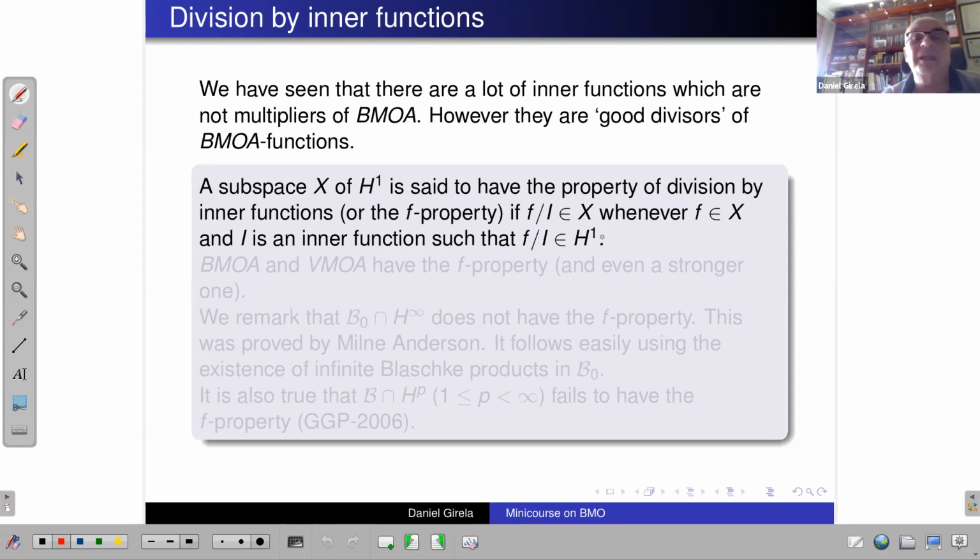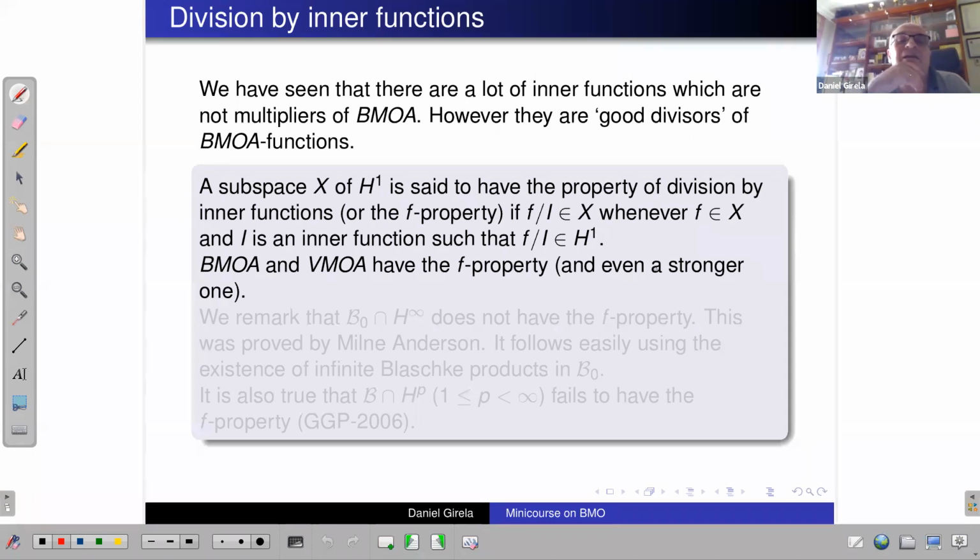The Hardy spaces H1 or HP, of course, have this property, and there are a lot of spaces which have this property. In fact, it is possible to prove that BMO and VMO have the F property, and even a stronger one, called the K property, but I'm not going to speak about it. This can be proved in several ways: using duality, using the conformally invariant norm, and so on. This is not difficult to prove.